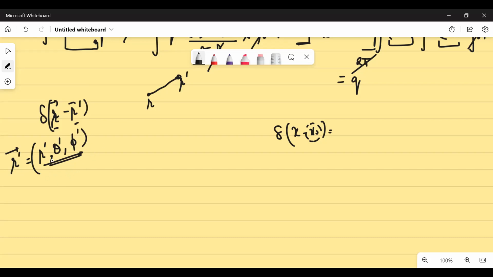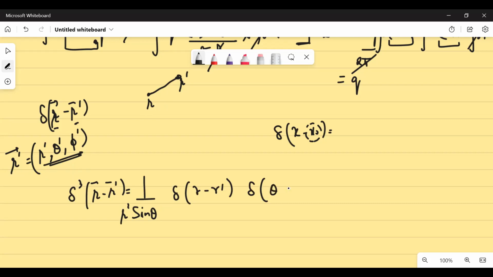In the three-dimensional spherical polar coordinate system, you have r, theta, and phi. Is that clear? So in order to write Dirac cube of r vector minus r dash vector, what do I have to do? I have to divide it by r square sine theta. And then I have to write Dirac of r minus r dash, then Dirac of theta minus theta dash, and Dirac of phi minus phi dash. Not z minus z dash, my mistake. Is that clear to you?